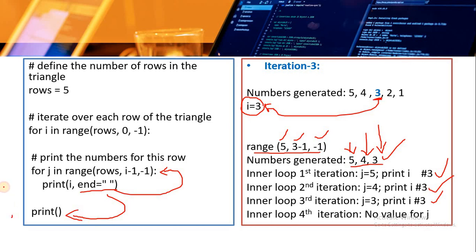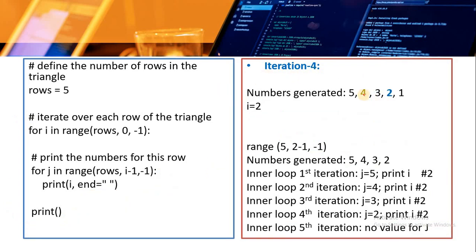After this again it is going to redirect to the outer loop. So this is iteration 4. The fourth number will be assigned, that is 2. So in this case i value is 2. By using the range function in the inner loop, 4 different digits are generated. So i value 2 will be printed 4 times. That is the logic we are implementing here. So like this you can understand this program.